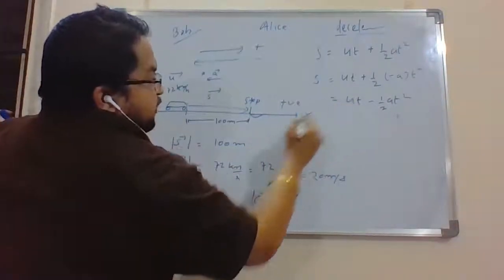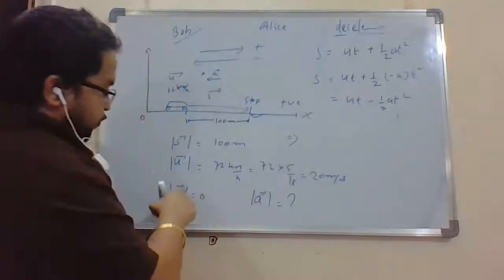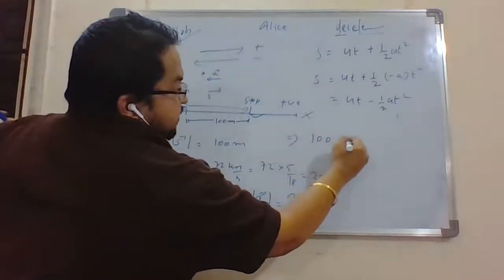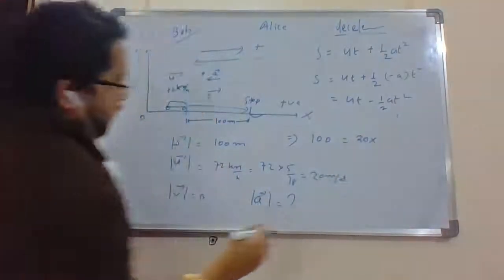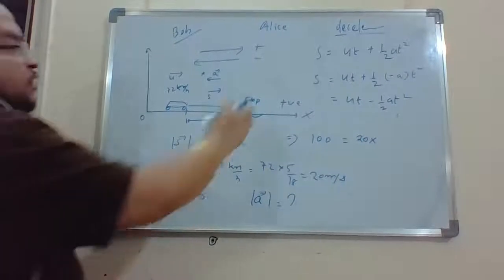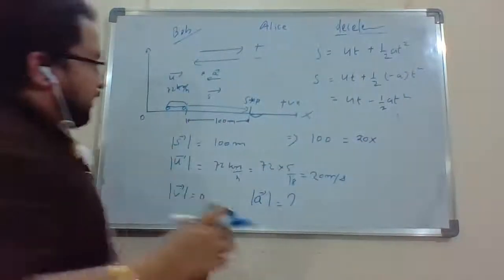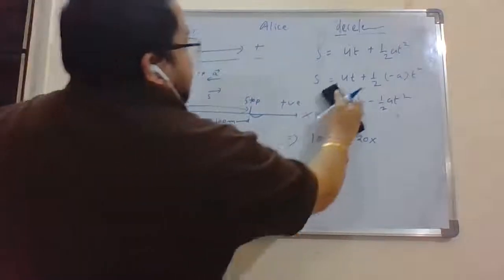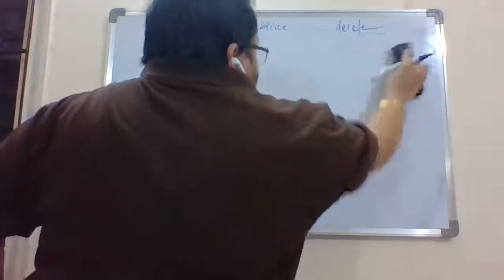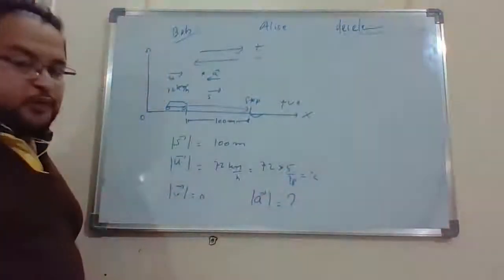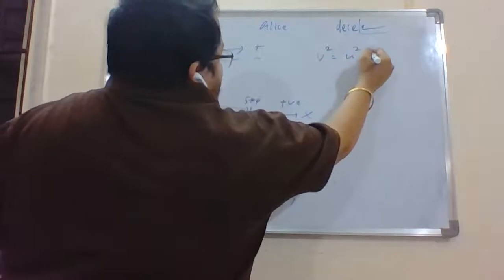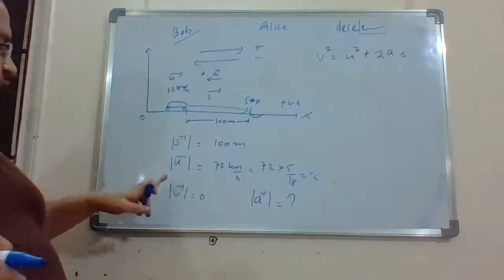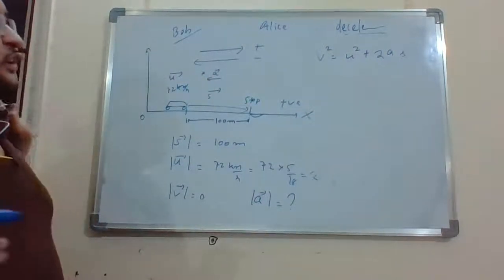So if s equals ut minus half at squared, so we can say your s is 100, initial velocity was 20 into, okay, sorry, I will not use this formula, because I do not know the time here. Rather I can use this formula, right? Your v square equal to u square plus 2as, right? Because I know v, I know u, I know s. Yes, I should use this formula.